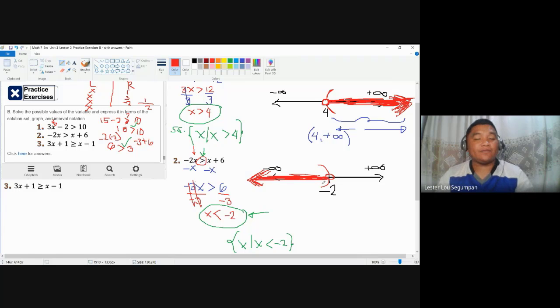And -2 rather. And then finally, for our interval notation, the leftmost value is -infinity. The rightmost value until here is -2. Separate them by a comma. -2 uses parentheses. Infinity always uses parentheses. This is our result for item number 2.